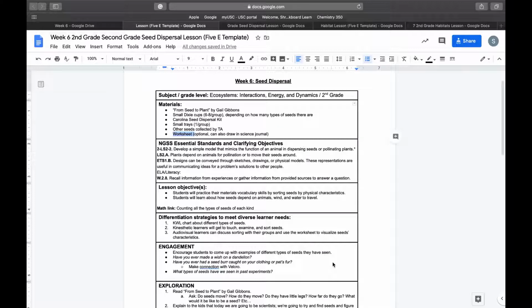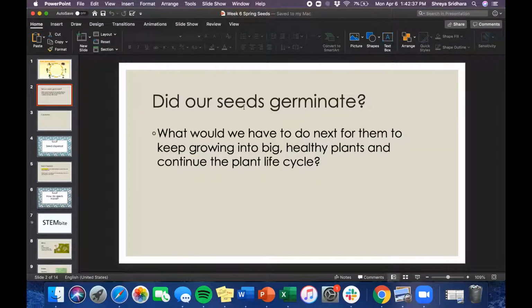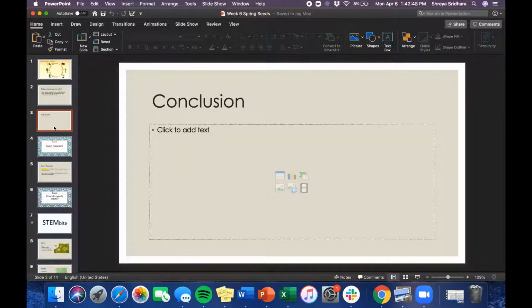Before you get started on this week's content, I would advise you to go back to last week's content and talk about a seed cycle and ask them about their seeds, if they germinated, if they didn't, why they think they did or didn't, and then what you'd have to do next, just to reinforce some of those concepts from last week. And if you have time, have them write some kind of conclusion sentence in their science journal from last week's lesson.